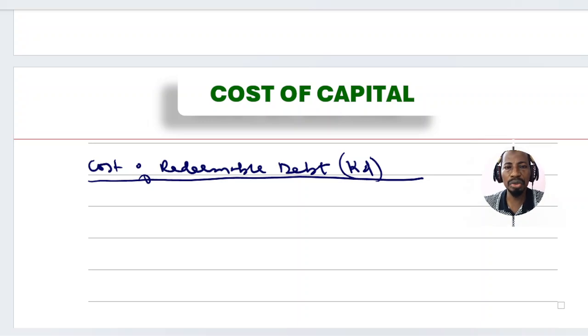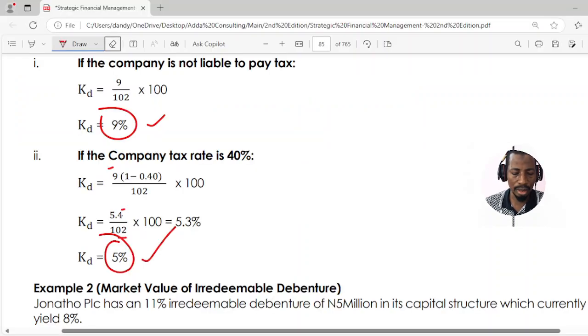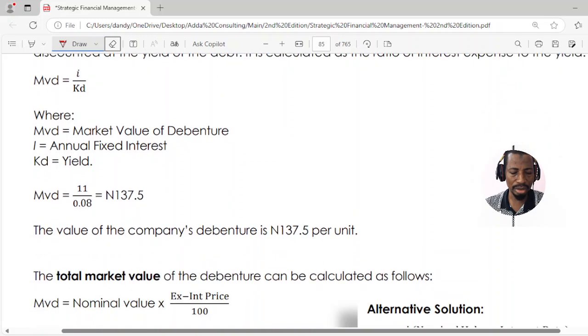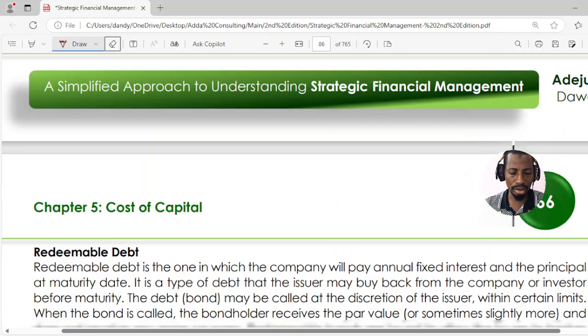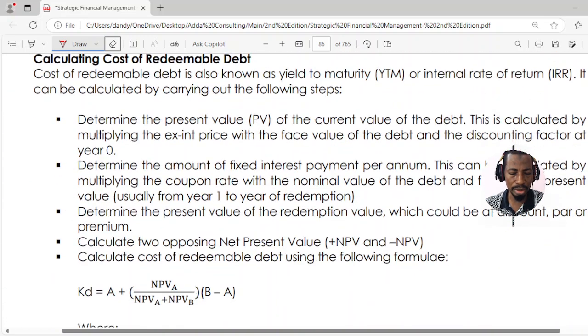Okay, all you need to do is to assume two discount rates that will produce two opposing NPVs, then you calculate internal rate of return. That internal rate of return is cost of redeemable debt. Cost of redeemable debt can also be called yield to maturity. So at this point, let's have an illustration just to demonstrate how to compute cost of redeemable debts.